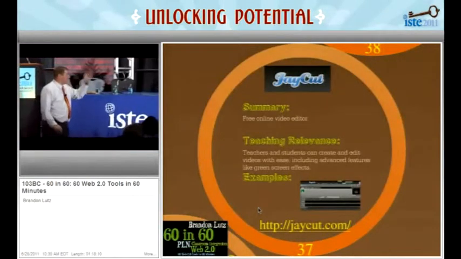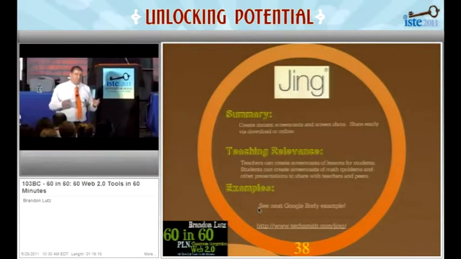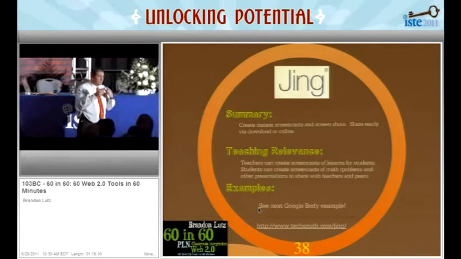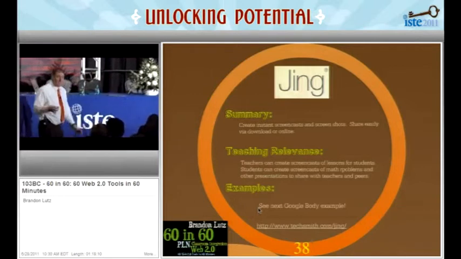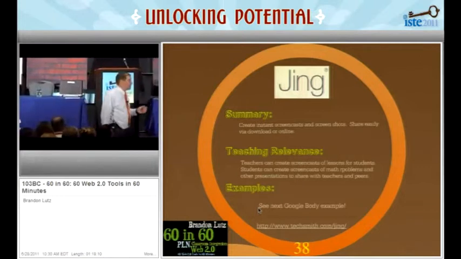Jing, I use Jing for screencasting. You get 5 minutes of screencast. The free version just creates a Swift file, so be aware of that because Swift sometimes doesn't play well with iMovie and stuff like that. The paid version is $15. You can do MP4s. That does play well with the different video editing sites.